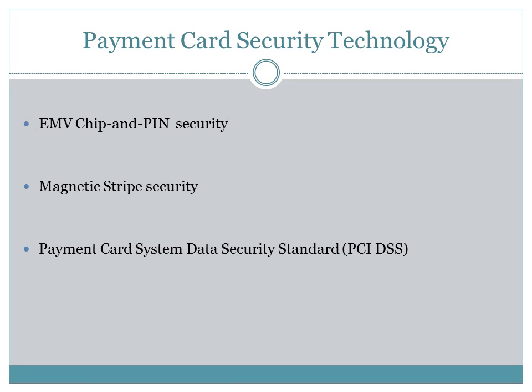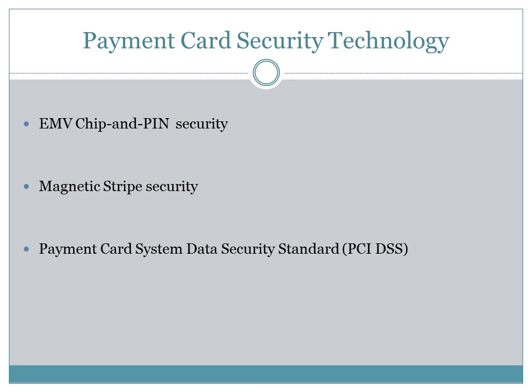Payment card security. Payment cards such as debit and credit cards are built with different types of security technology. Two common card security technologies are EMV chip and PIN and magnetic stripe technology. The EMV chip and PIN uses PIN verification, while the magnetic stripe uses signature verification.